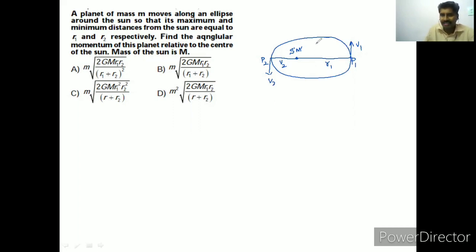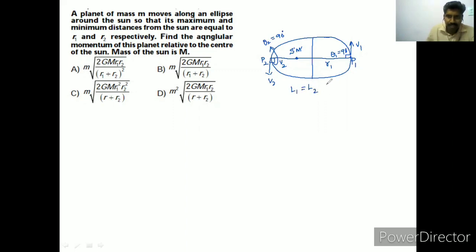This is the major axis, and this is the minor axis. So this angle is 90 degrees, meaning theta 1 is equal to 90 degrees. This angle is also 90, so theta 2 is equal to 90 degrees. Now, applying conservation of angular momentum, L1 is equal to L2.